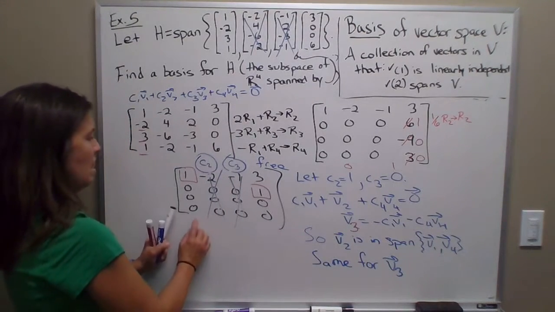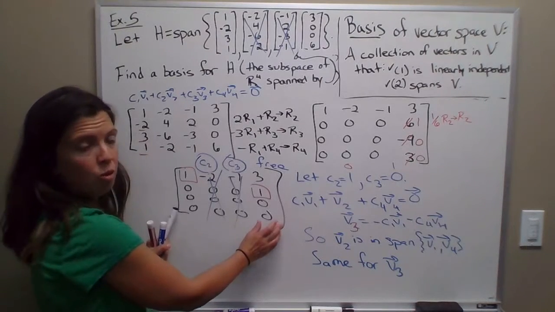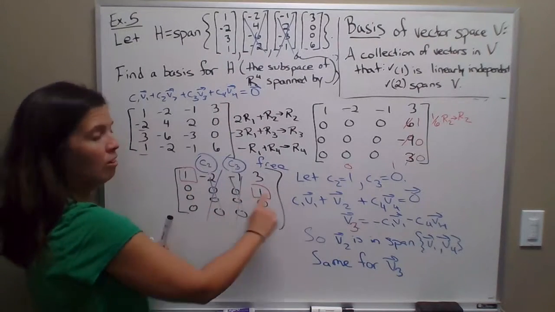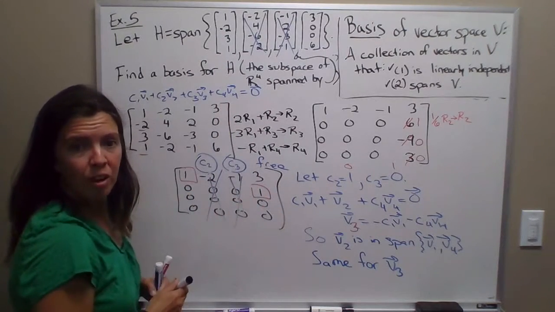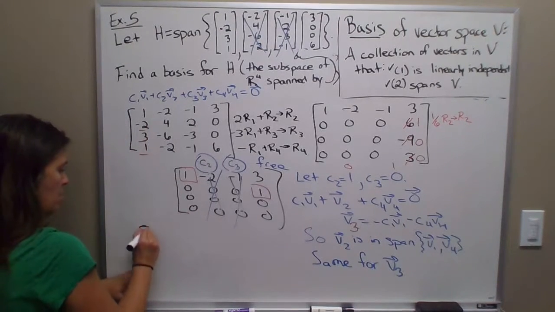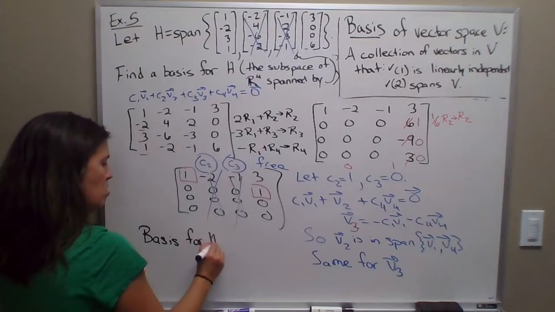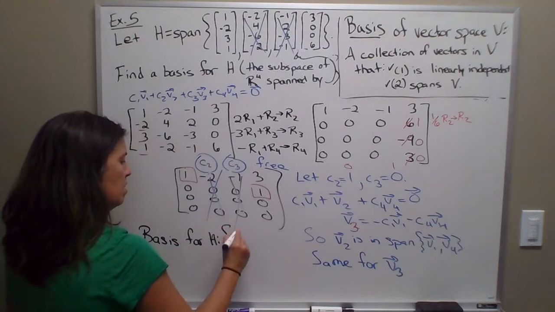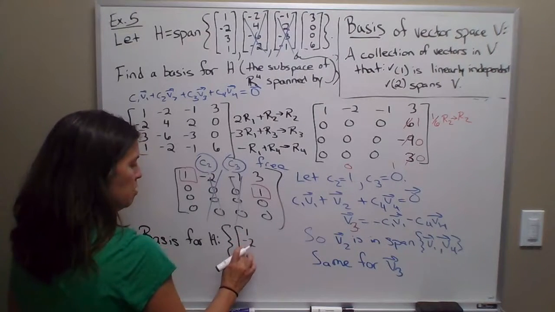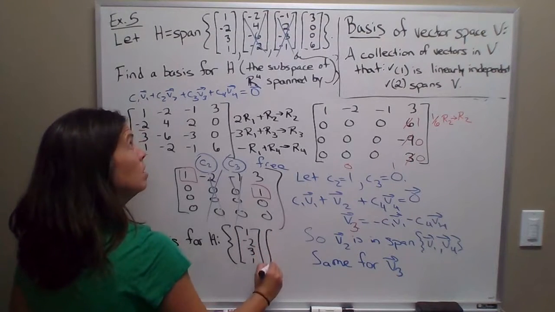So that tells us then that vector 1 and vector 4 will span all of H, and they're linearly independent because you have a pivot in every column. So our basis for H will be the first vector in this set. Oops, that's a positive 3. And the fourth vector.